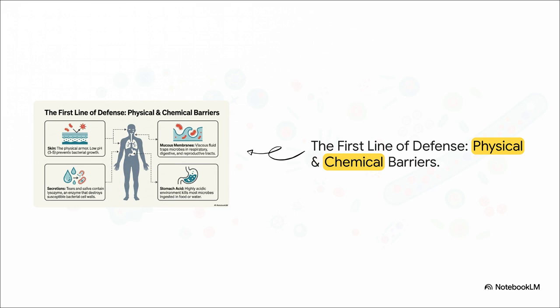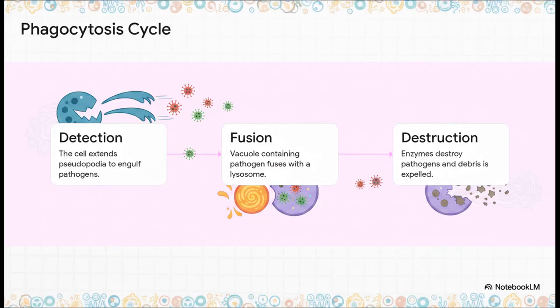physically trap them, and if they ride in on your food, your stomach acts as a deadly chemical moat, using a highly acidic environment to destroy most microbes instantly. But what happens when an invader actually slips past those barriers? That's when patrolling phagocytic cells step in, like neutrophils and macrophages, which literally translates to big eaters, by the way.